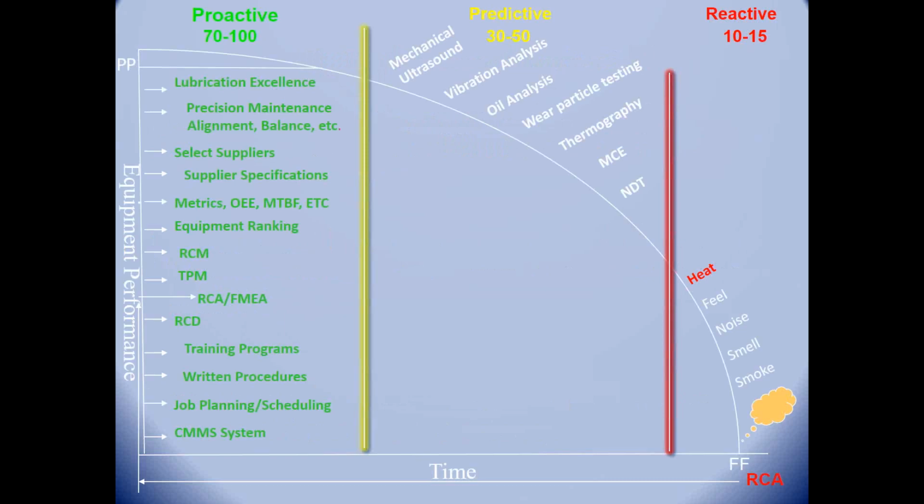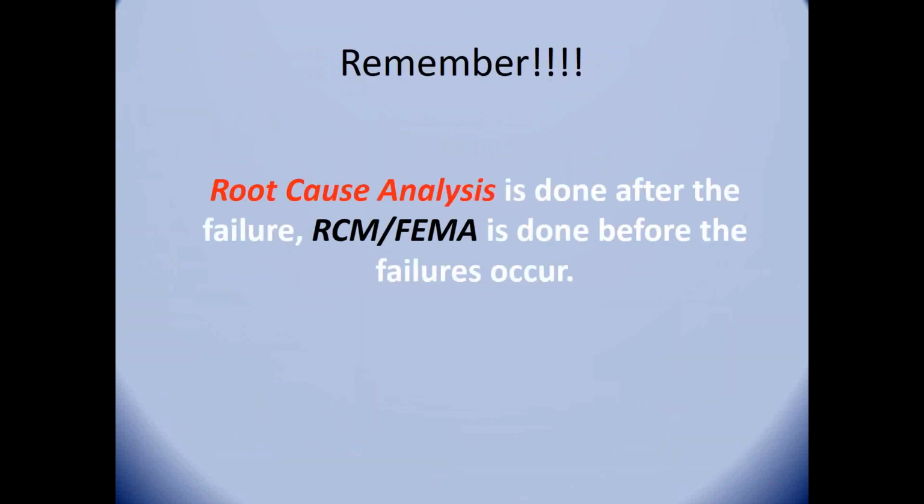Most RCM processes are very expensive. You're talking $18,000 to $20,000 for the software, and then a licensing agreement. Our software packages are very cheap, and there's no license agreement. We can teach you how to do RCM right online. But always remember this: root cause analysis is done after the failure. RCM, failure mode effect analysis, is done before the failure occurs. This is why the nuclear industry, the airline industry, and the military have very few mechanical failures, because they do the processes before the failure occurs.